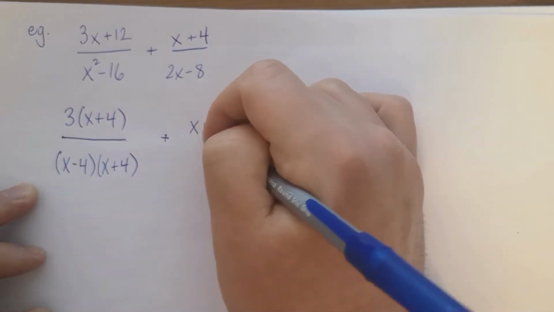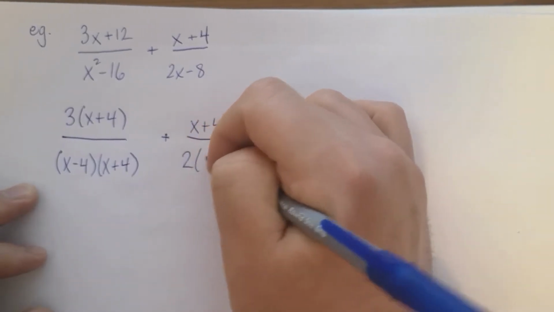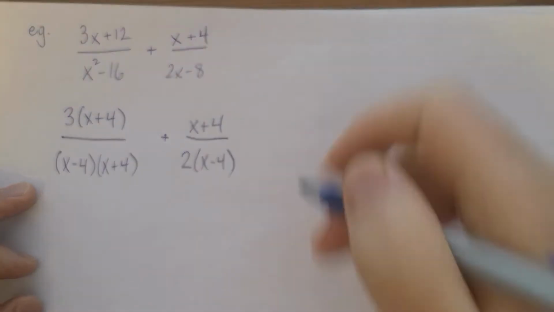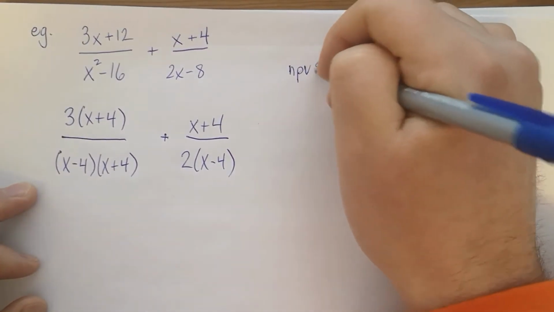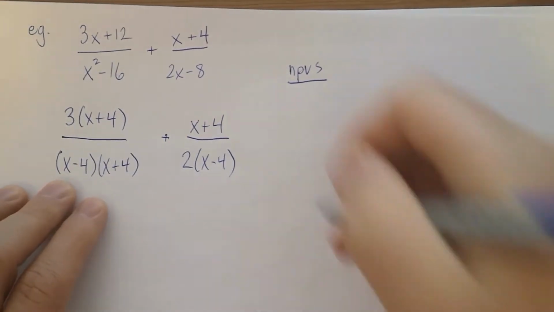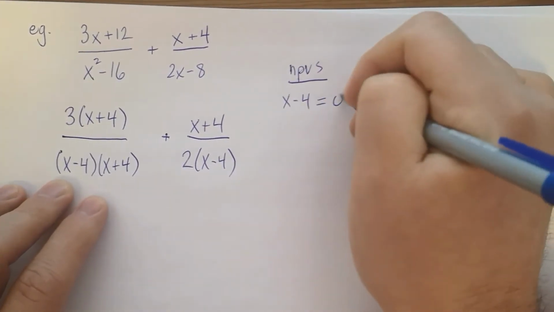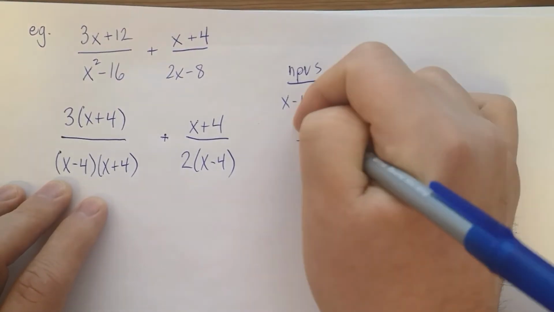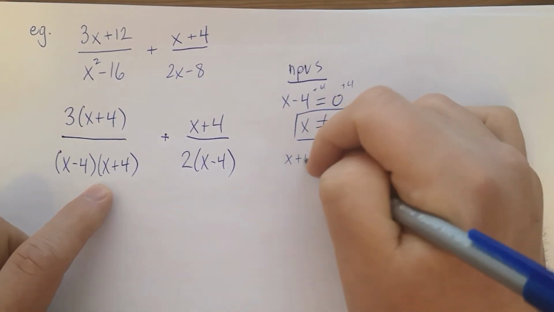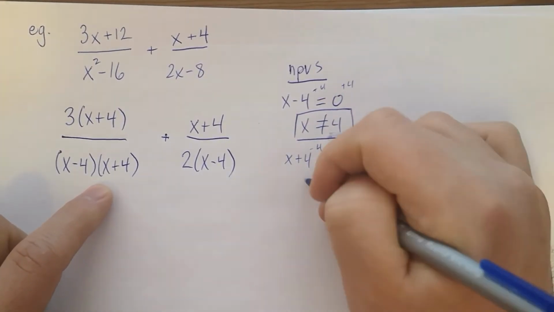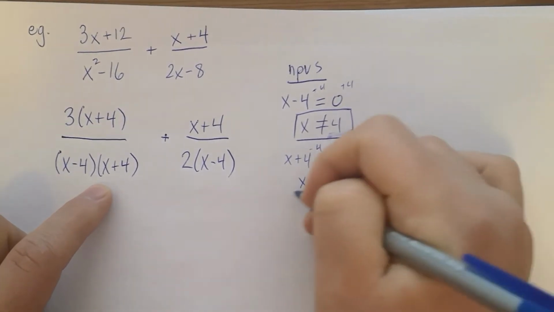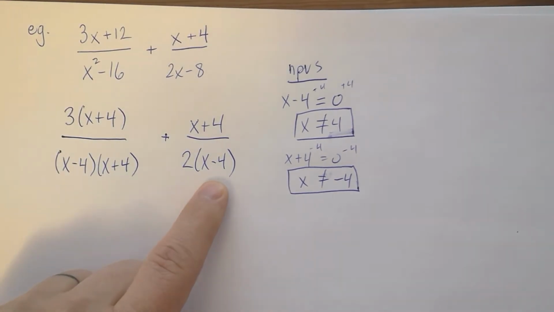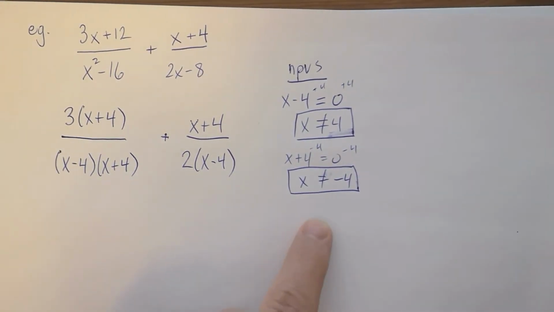Okay, the other side, x plus 4 stays, and it looks like I can factor 2 out of the bottom. All right, so this is looking good. Just remember, get your non-permissibles before you cancel anything off. I got x minus 4 being 0. Quickly I can tell that x is not allowed to be 4. Then I got x plus 4 can't be 0. All right, this side gives me x minus 4 can't be 0, but I already dealt with that. So these are non-permissibles. They look good.